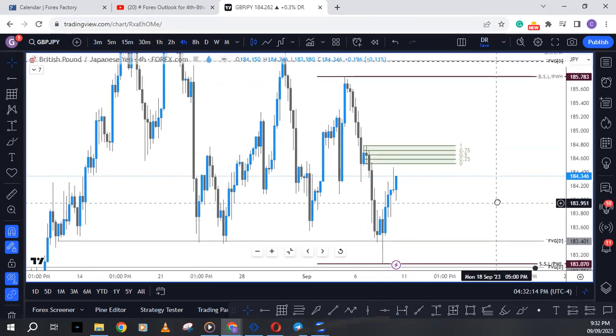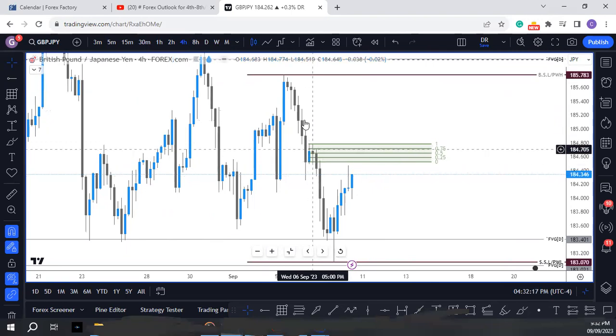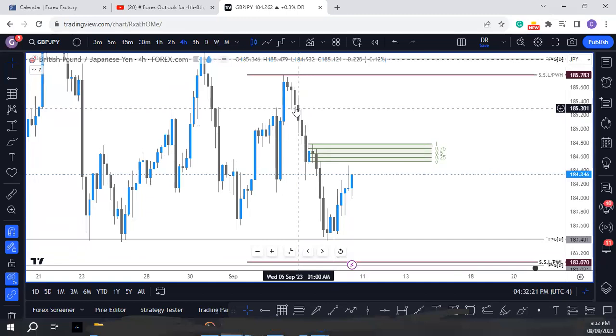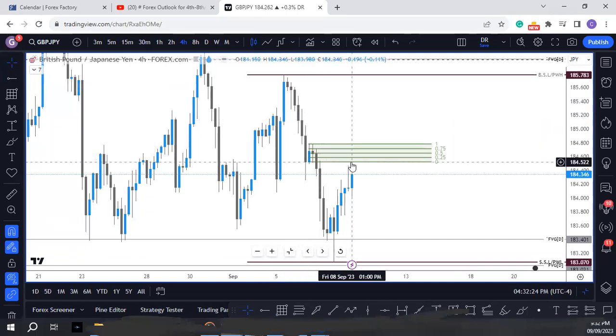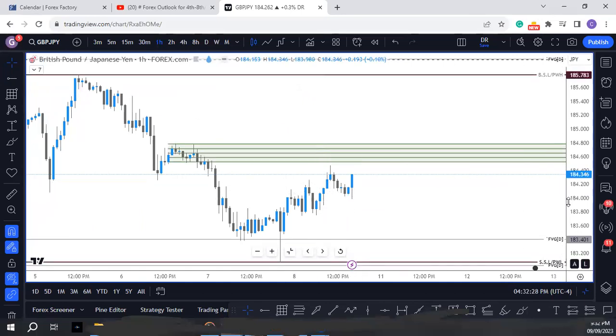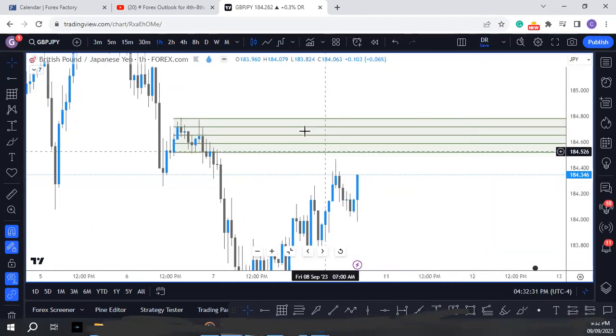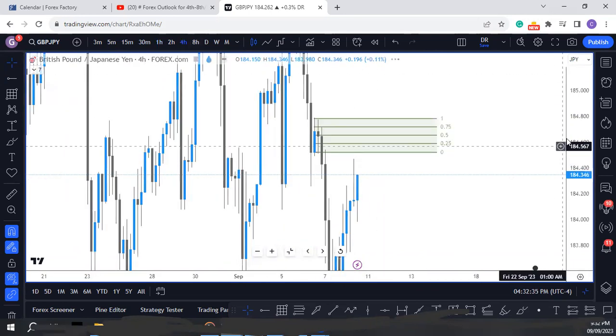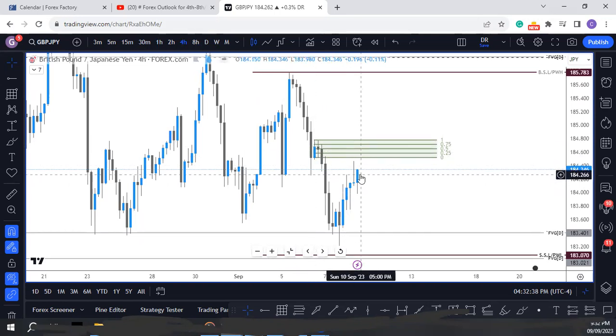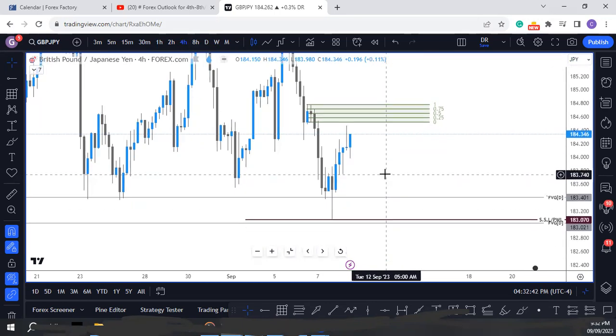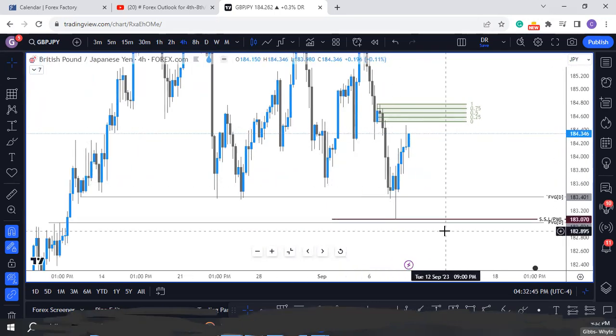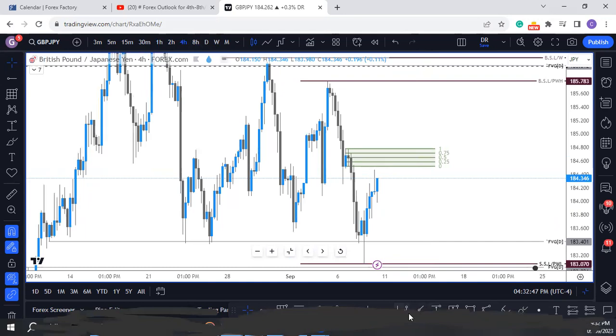Because if you look at price on the 4-hour, there's almost not much of an imbalance. Price was just efficiently delivered. If we go to the 1-hour time frame, price has been efficiently delivered. So the next step on this pair is to see what happens here. If price comes into this structure point, that is the bearish order block, and gets rejected, we might see a little bit of a lower price on this pair.